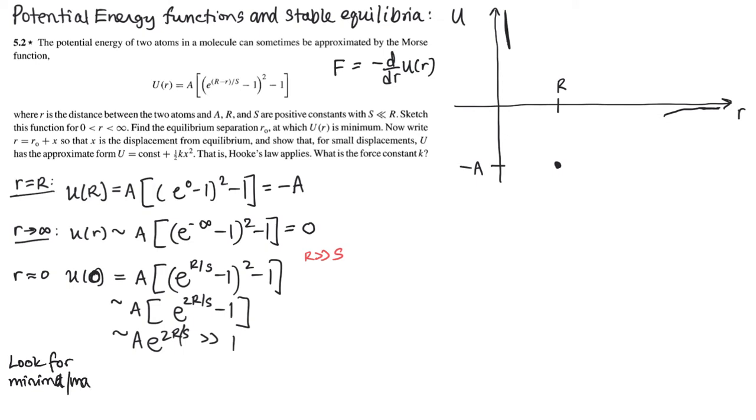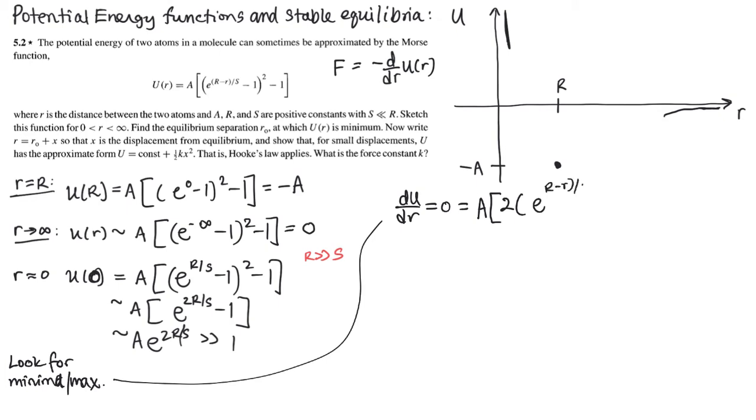or maxima. Okay, so for that, we're going to take a derivative of the function with respect to r and set it to 0. The derivative of this function looks like the following. We have 2 e to the R minus r over s minus 1 to the first power times the derivative of what's inside. That's a 1 over s with a minus sign, like so. And the minus 1 goes away.